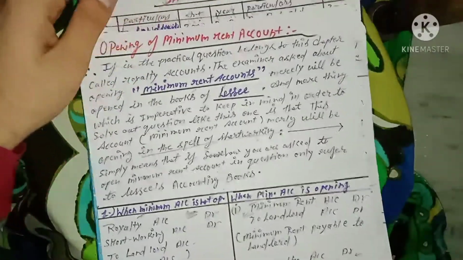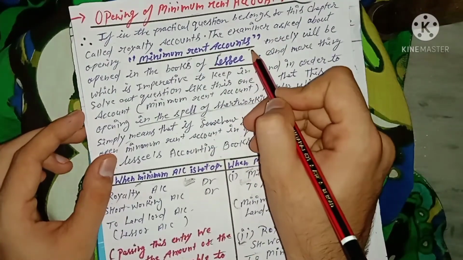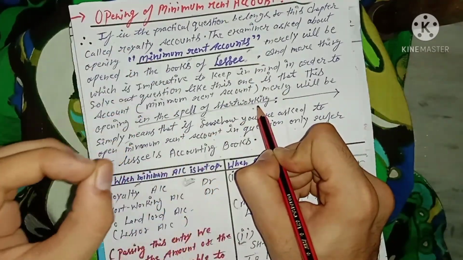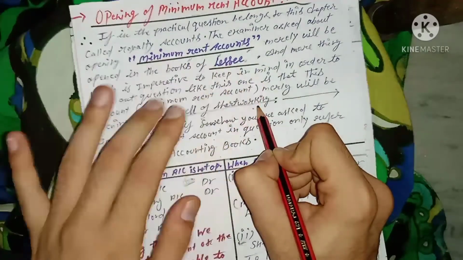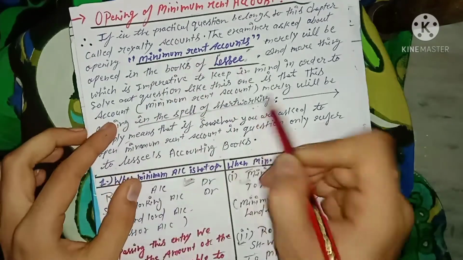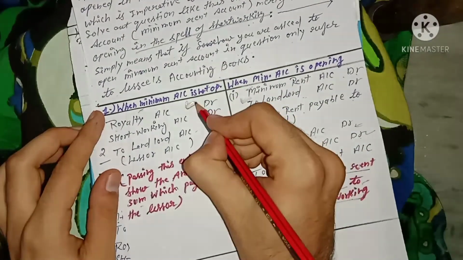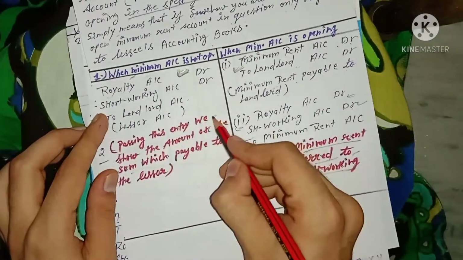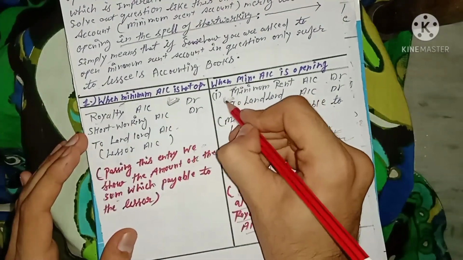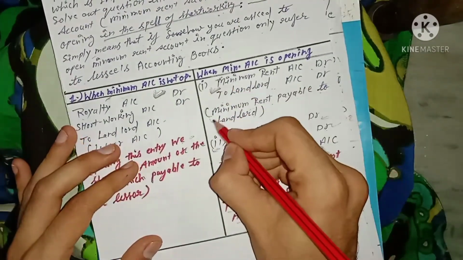Okay, I already mentioned in this video the meaning of minimum rent account. You only have to open a minimum rent account in the books of lessee, and only in the spells of short working, only in the particular year when the short working occurs. You open it when the examiner mentions in the question to open the minimum rent account. I also told you in the simple case what kind of entry we used to pass and for what. And if we are asked in the question to open the minimum rent account, then what we have to do with the entry, and what kind of work is done by the entry.